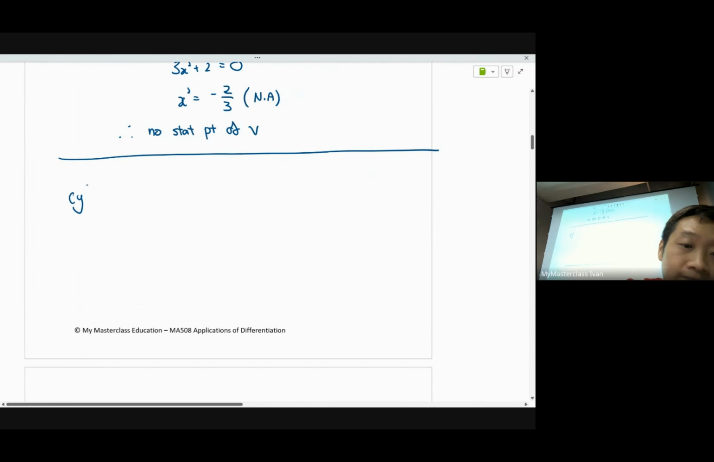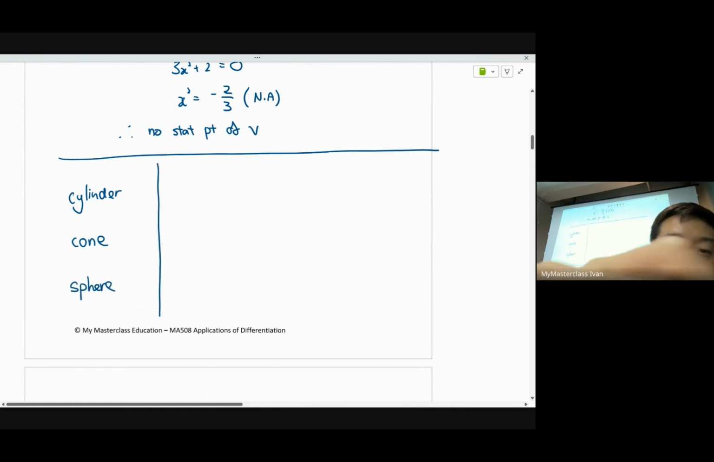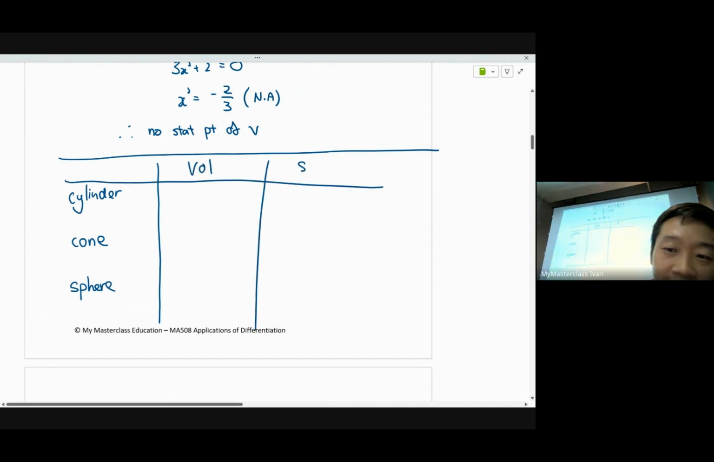Write down cylinder, write down cone, and write down sphere. Okay, draw here, and then write down volume, and then write down surface area. Okay? Volume of cylinder. Volume is very simple, base area times height. Yeah, pi r squared h. Okay? Surface area.